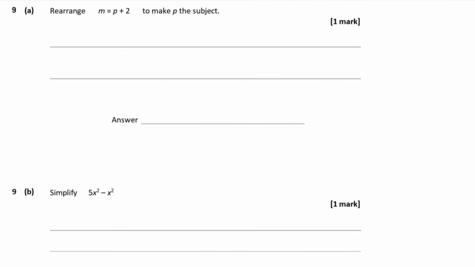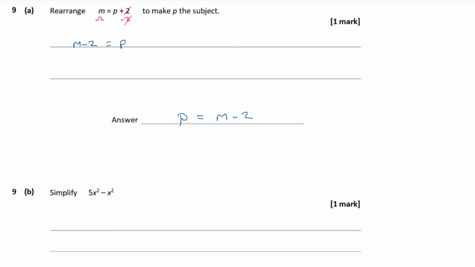Question 9a, rearrange m equals p plus 2 to make p the subject. Well, to make something the subject, we've got to get it by itself, and at the moment I haven't. I've got m by itself and p is part of an expression. But if I take 2 away from both sides, then that will cancel with that, and it will leave me with p on the right, and on the left I'm going to get m minus 2. Okay, so now I've got m minus 2 is equal to p. Now if I spin that around and rewrite it but with p at the front, so p equals m minus 2, then I've got a formula which has got p as its subject.